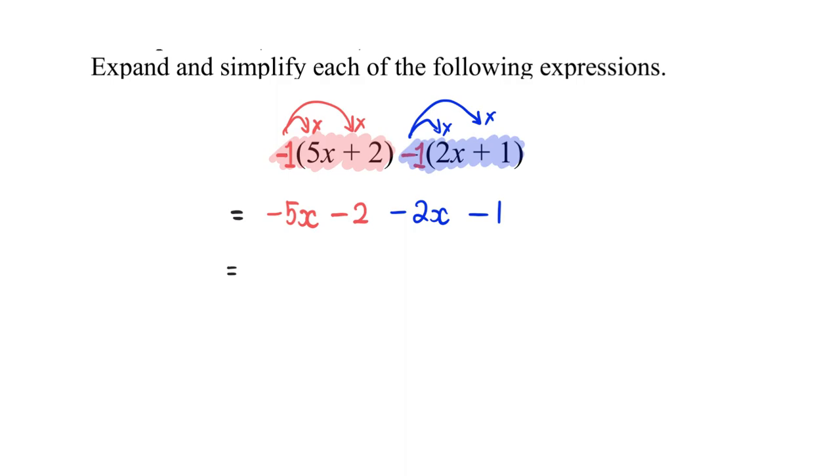And the next step is to continue to simplify the like terms. Negative 5x, negative 2x, that will give me negative 7x. Negative 2 and negative 1, this will actually give me negative 3. With that, we have come to the end of this video.